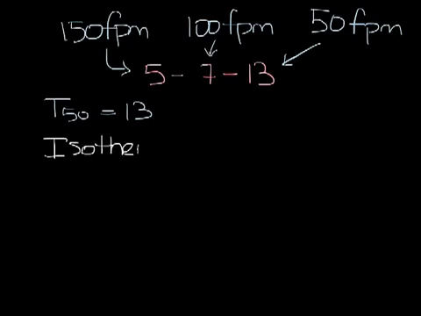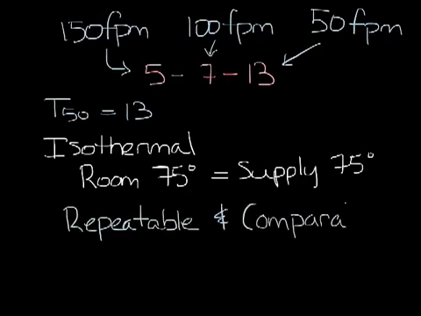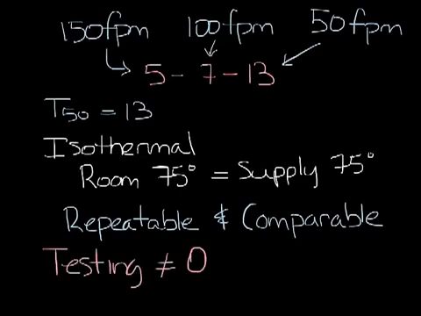One important thing to remember is that all catalog data is taken in isothermal conditions. This means that the supply air is the same temperature as the room air, say a 75-degree supply in a 75-degree space. Testing in isothermal conditions allows us to have repeatable, comparable throw data, but it's not typically how an HVAC system operates. Luckily, there's some rules to help you correlate isothermal catalog data to heating and cooling throw distances.